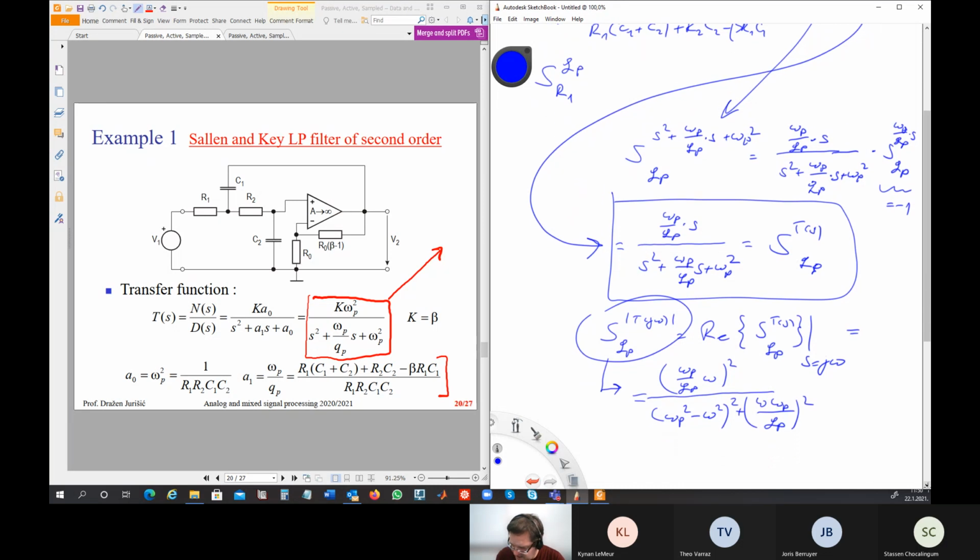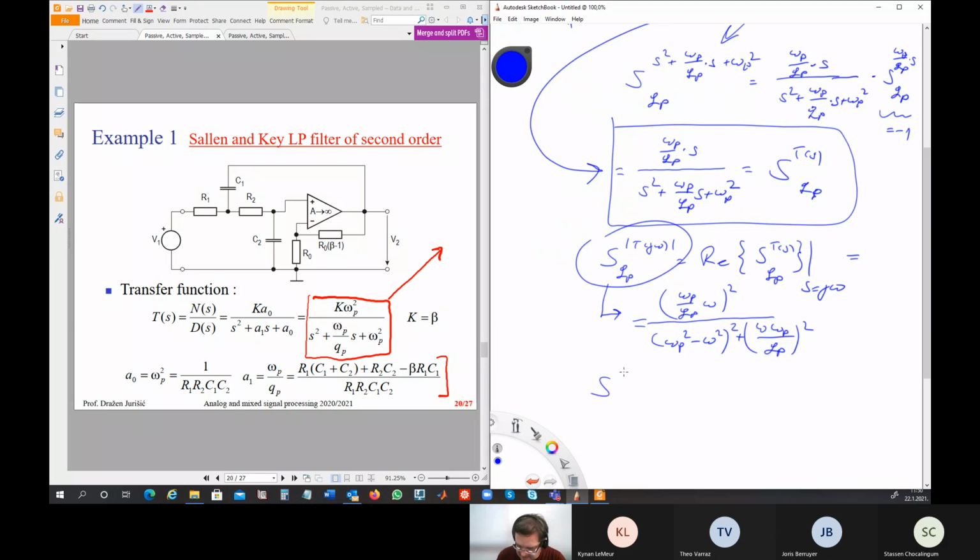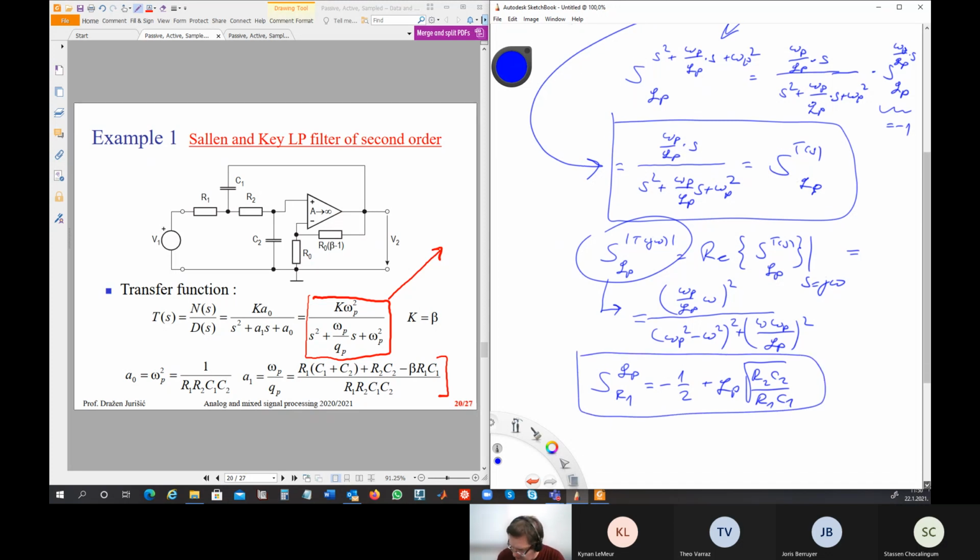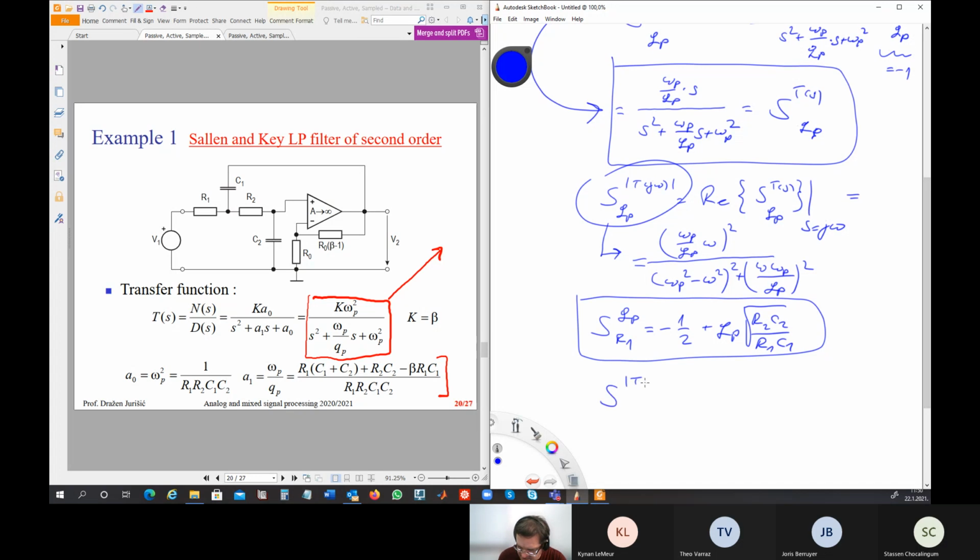And now we want to find S QP to R1, for example, how much we will have here. If we apply all those rules, we can get as S to QP to R1 is equal to -1/2 plus QP R2 C2 over R1 C1. So now we have all equations that we need to obtain S absolute T of S, T of J omega to R1. This is equal to S absolute T of J omega to QP times S QP to R1, as you see.